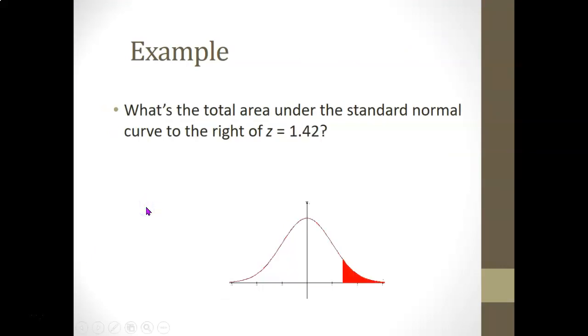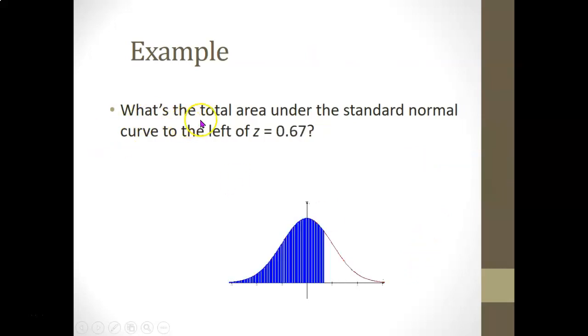So if you think you understand how that works, try using one of those methods to answer this question, to find the total area under the standard normal curve to the right of where z is positive 1.42. That is the probability of z being greater than 1.42. You should get an answer of 0.0778.